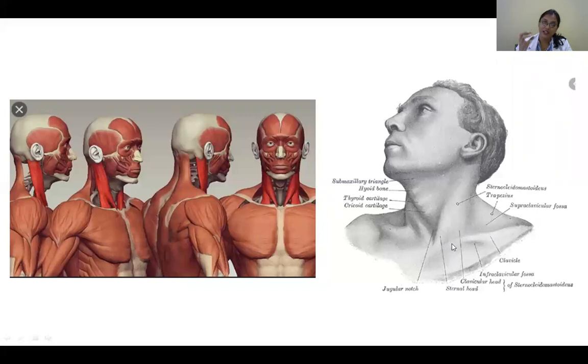So if you can palpate these prominent structures in your body, only then you can palpate them on the patient when you go to your clinical year next academic year, or it could be in 2021, I'm not sure about that.